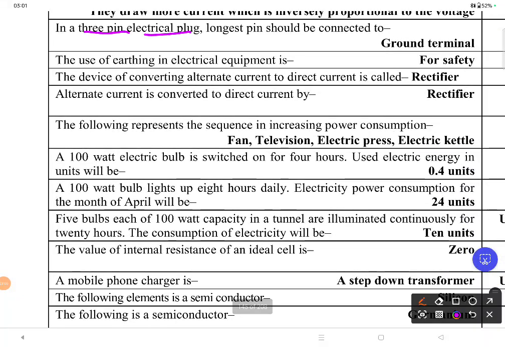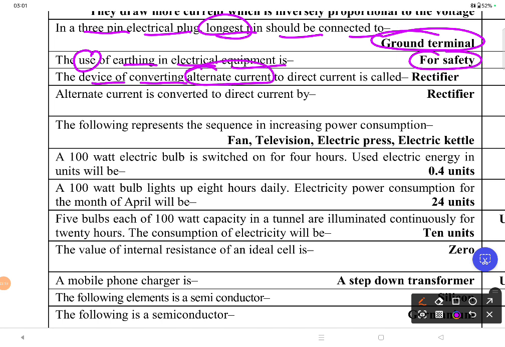In a 3-pin electrical plug, the longest pin should be connected to the ground terminal. The use of earthing in electrical equipment is for safety. The device for converting alternating current to direct current is called a rectifier. Alternating current is converted to direct current by a rectifier.